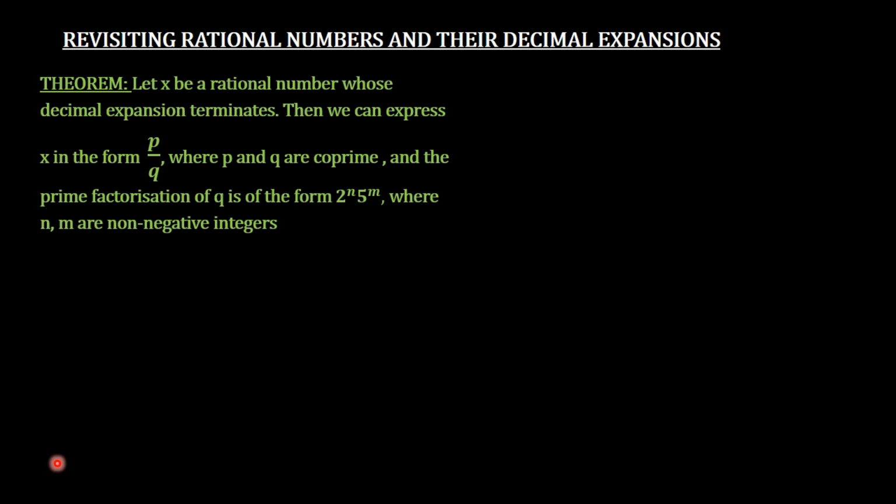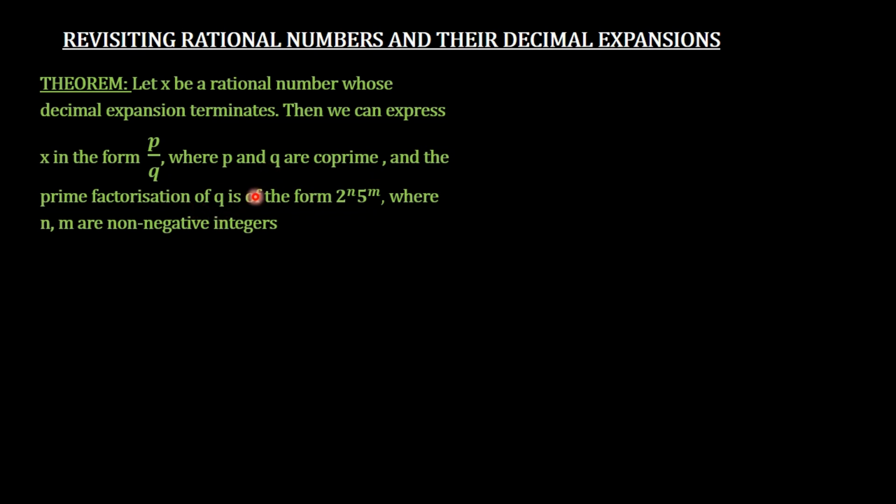For example, 1 by 2, its decimal expansion is 0.5. Then 1 by 10, which is 0.1. If the decimal expansion terminates, then x can be expressed in the form p by q, that is x equal to p by q, where p and q are coprime. This is usual, as every rational number can be expressed in the form p by q where p and q are coprime. But what is the importance here?